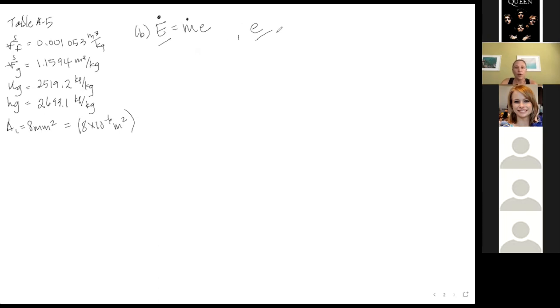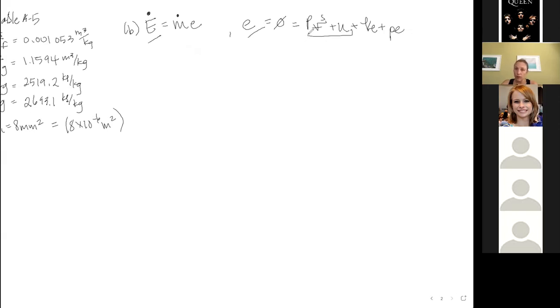All right, so we know that this specific energy here, also denoted as this theta in the book, is going to be our pressure times specific volume plus internal energy plus specific kinetic energy plus potential energy. Or we could, if we wanted to, put this into enthalpy. So enthalpy plus specific kinetic energy plus specific potential energy.